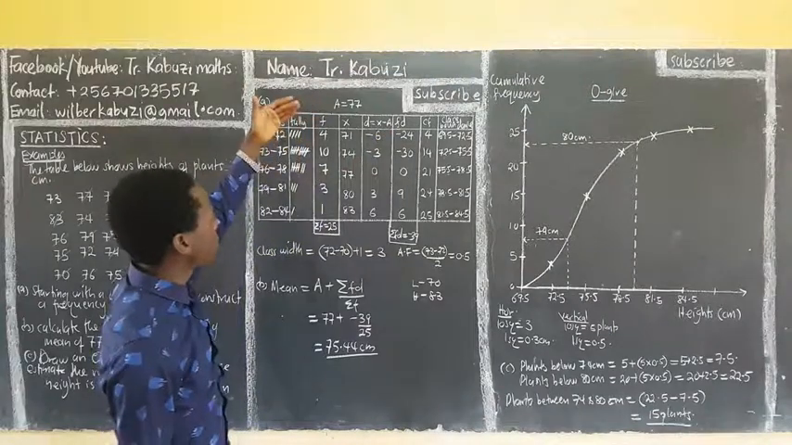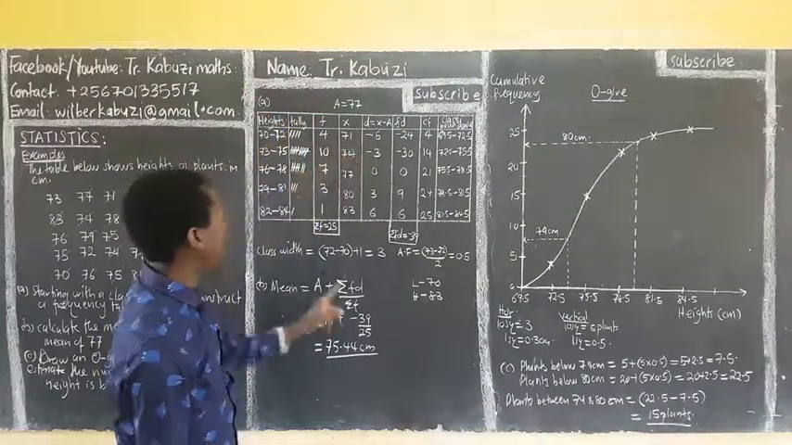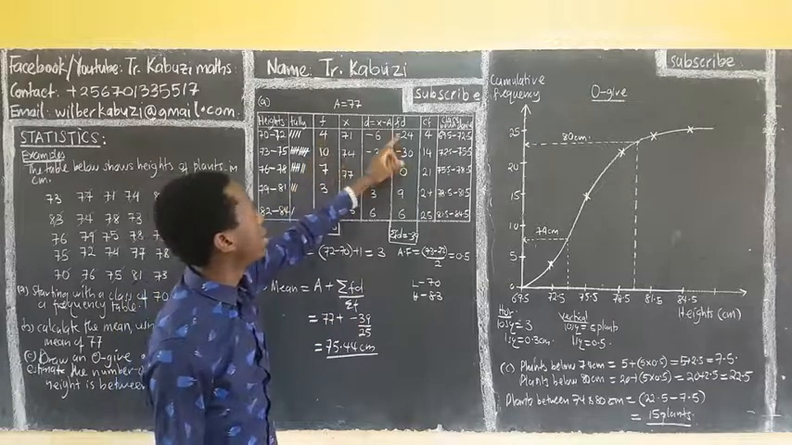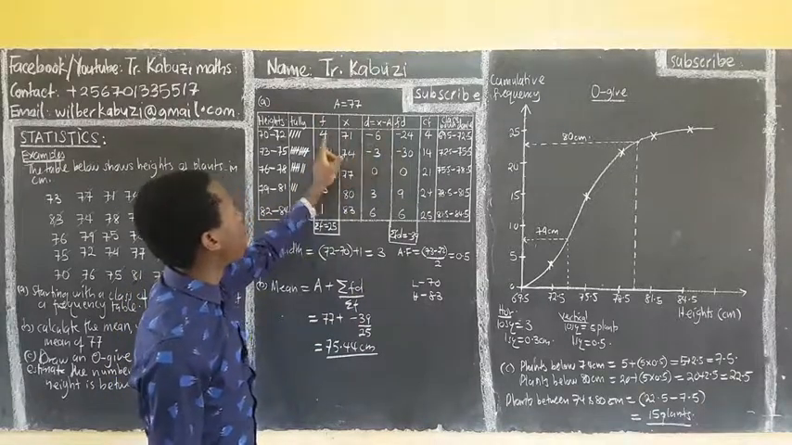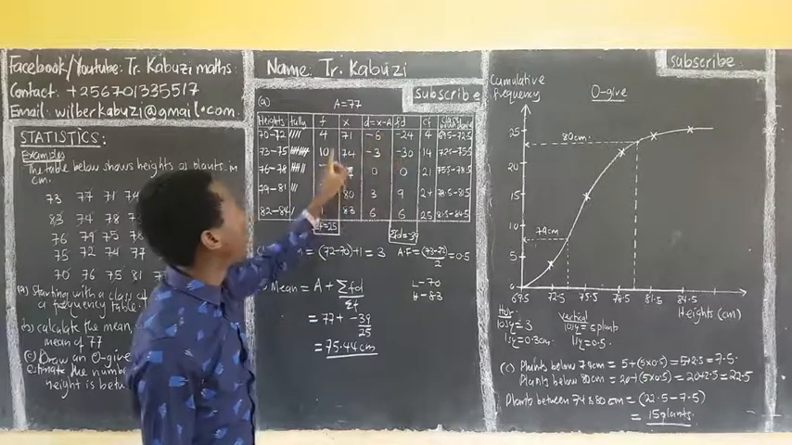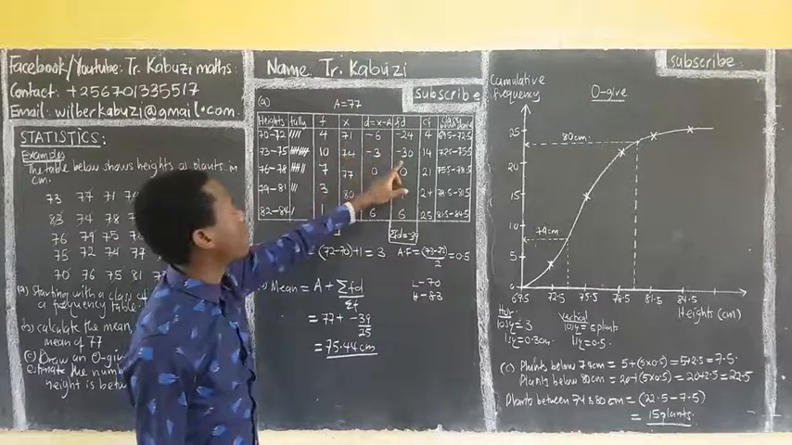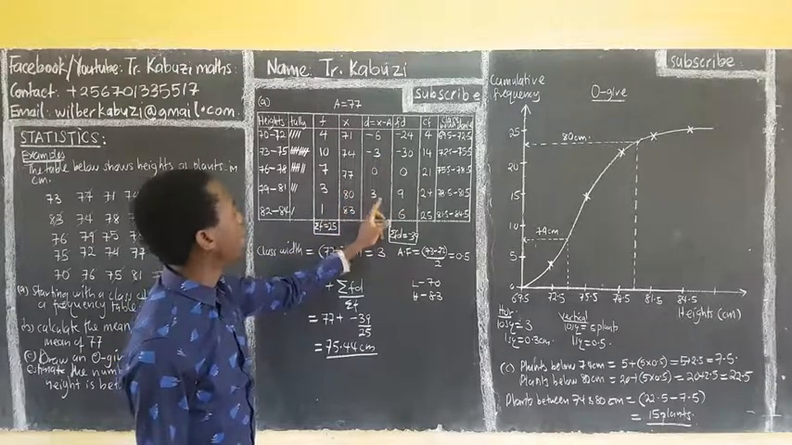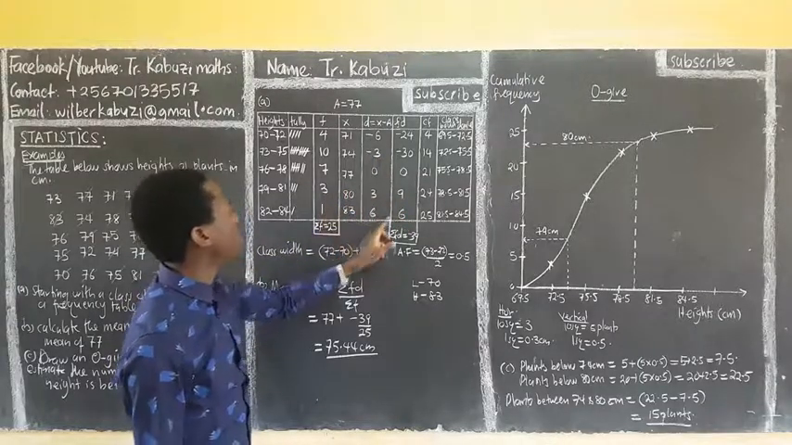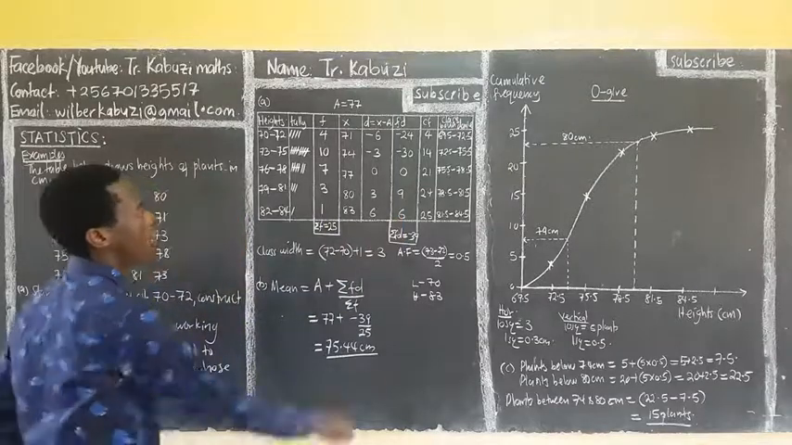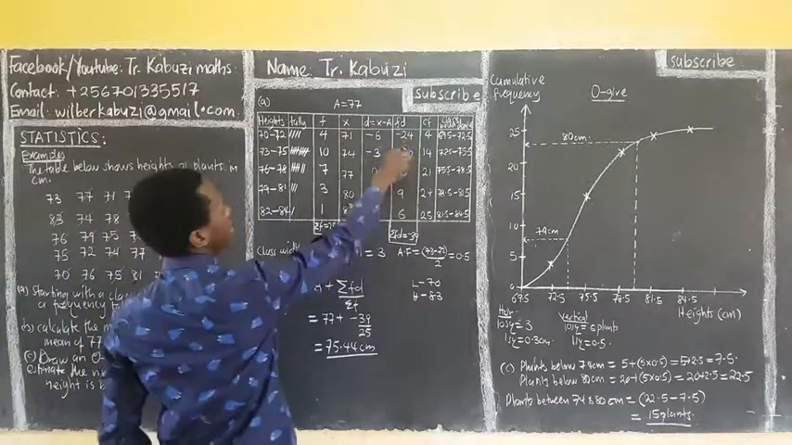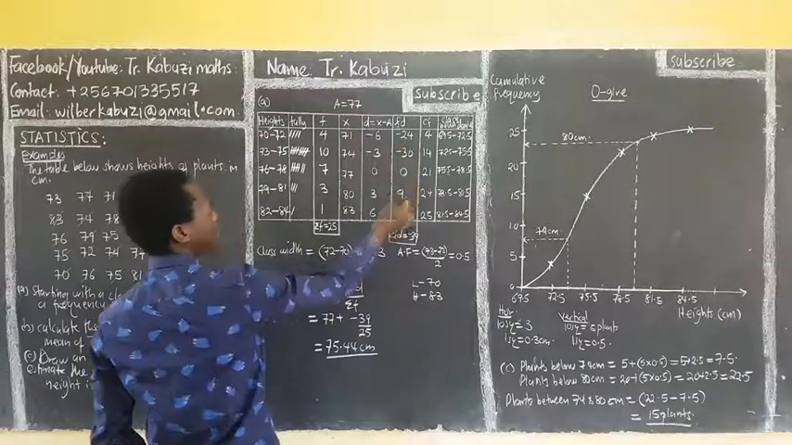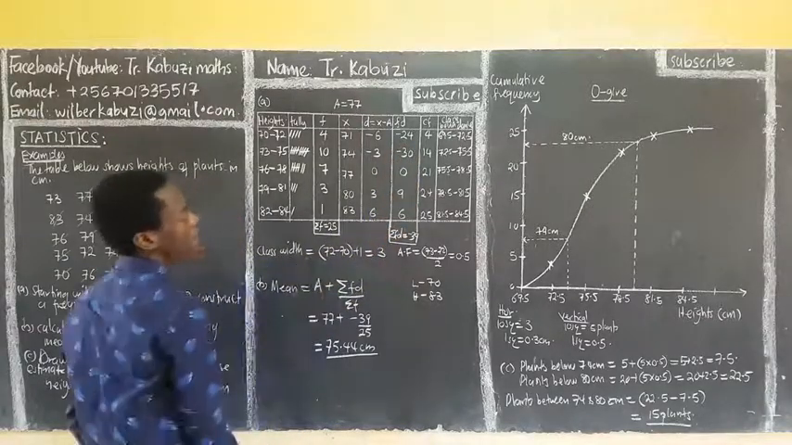So now, after getting the d, we need fd, meaning we are going to multiply our frequency with d. So 4 times this will get negative 24. Then this times this will get negative 30. This times 0 will get 0, then 3 times 3 will get 9. 1 times 6 will get that 6. Then when we sum them, when we add this plus this plus this plus this plus this, we get negative 39.